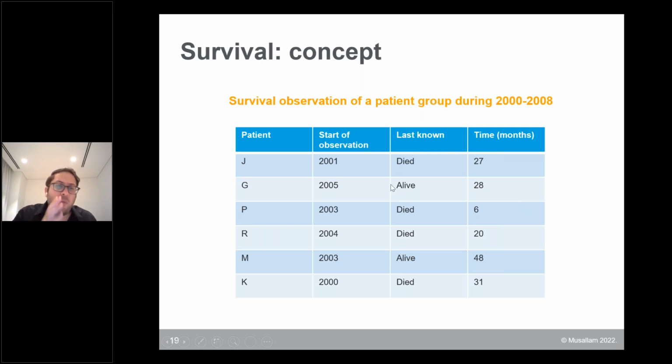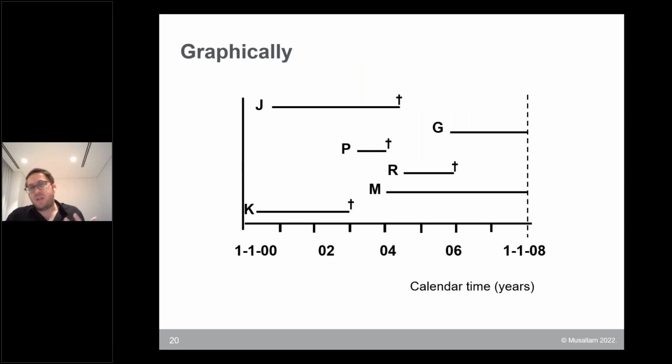So you see, we started observing all patients at different time points for different durations, and they had different outcomes. If you put this graphically, it's a bit messy to interpret because you can't understand what's happening. If you look at the calendar time at the bottom, so this is 1/1/2000, then year 2002, 2004, 2006, 2008, and each patient we started knowing something about them at different points in time. They were observed for different lengths and had different statuses.